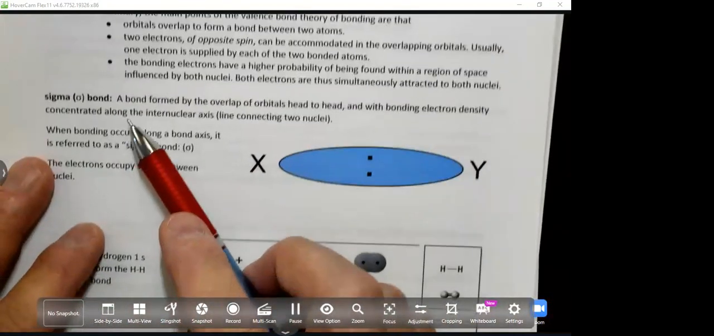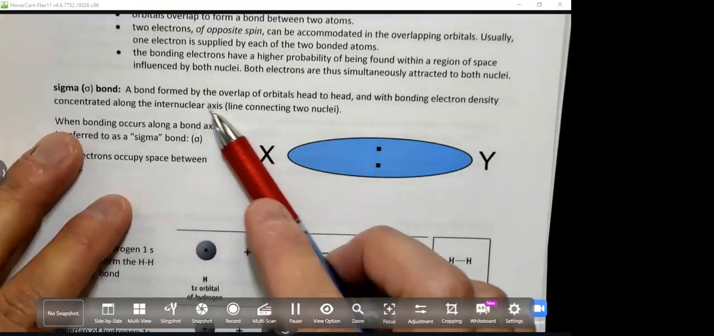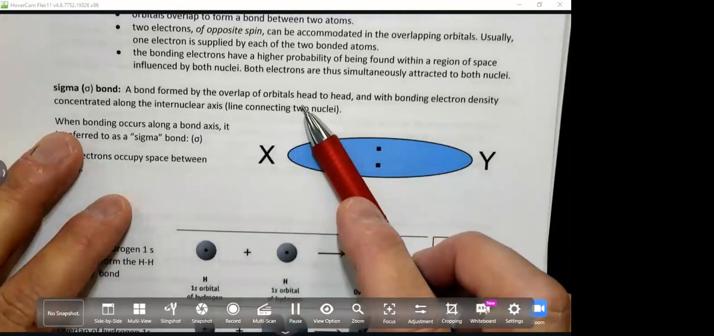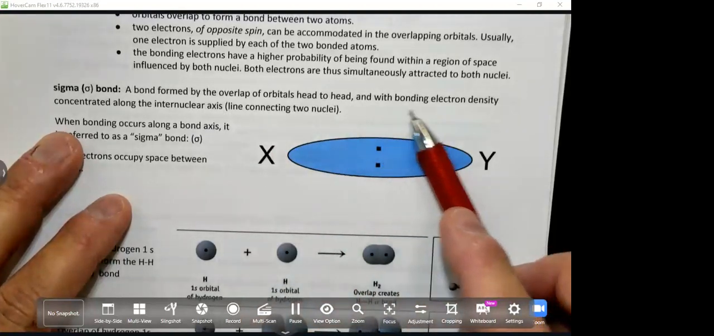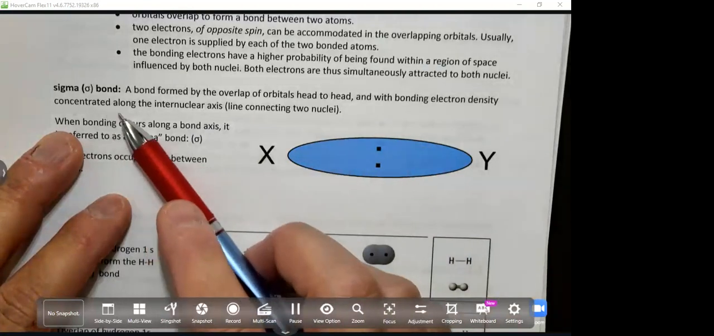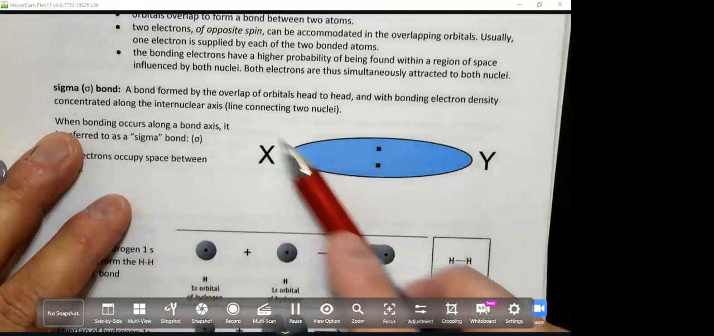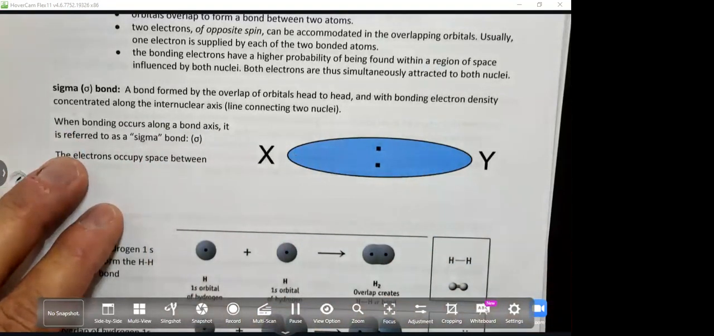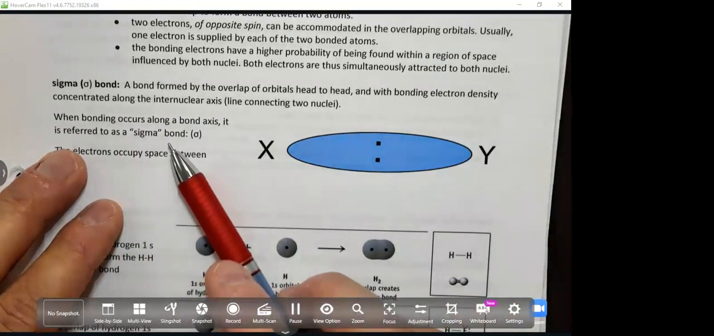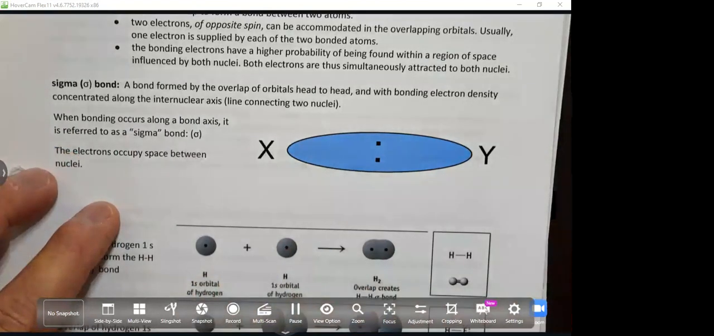What is a sigma bond? A bond formed by the overlap of orbitals head to head, with bonding electron density concentrated along the internuclear axis. When bonding occurs along the bond axis, it is referred to as a sigma bond.